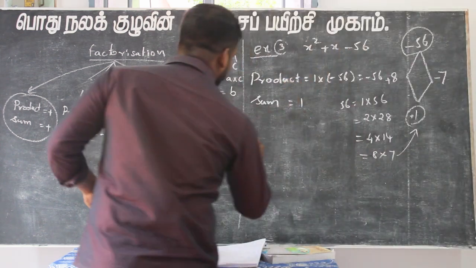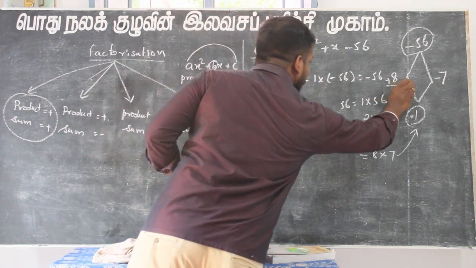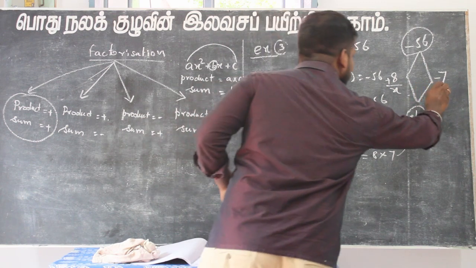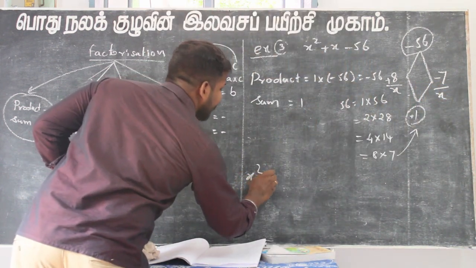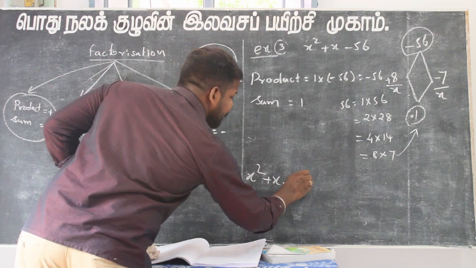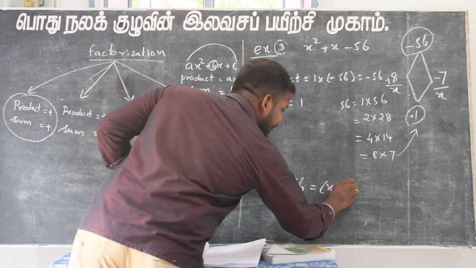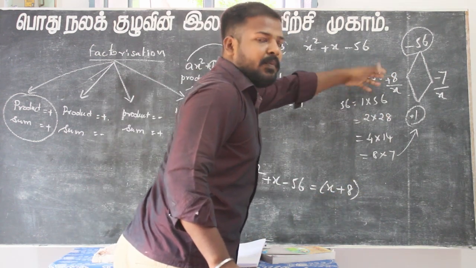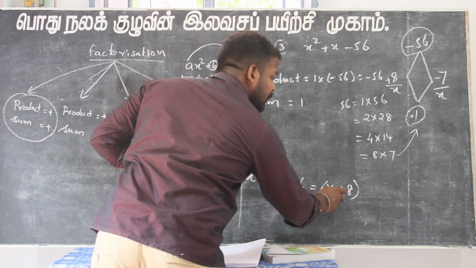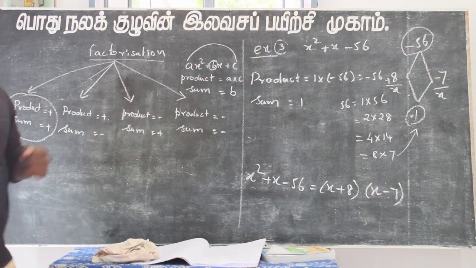So next, what is the coefficient of x square? 1. So 1 into x divided by 1 into x. So the factorization of x square plus x minus 56 is, how can you write here? x plus 8. Simply you write the denominator, then whatever sign you have in your numerator, same you write, right? x plus 8 into x minus 7. This is your third case.